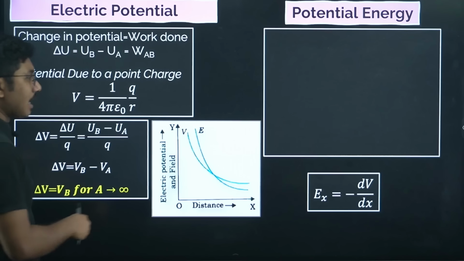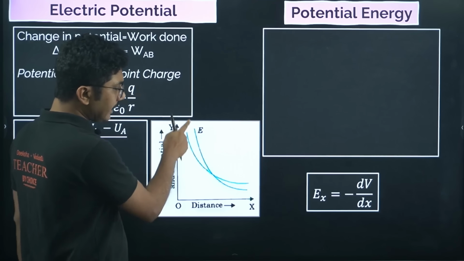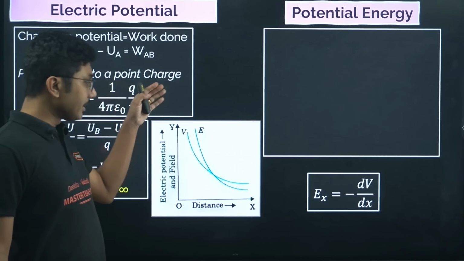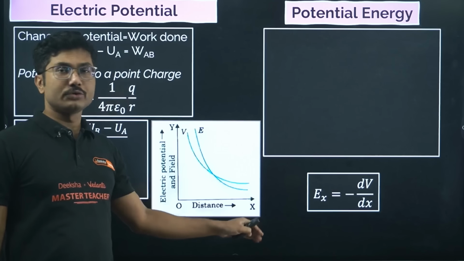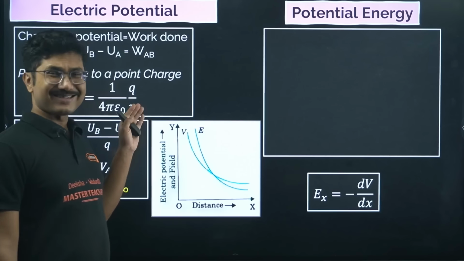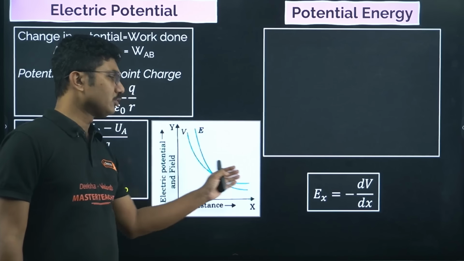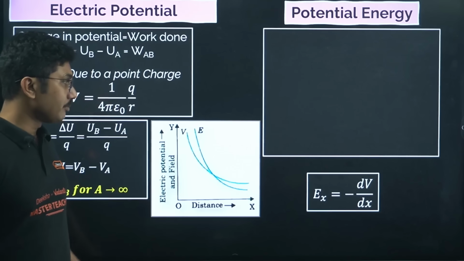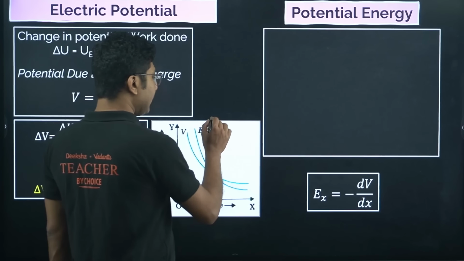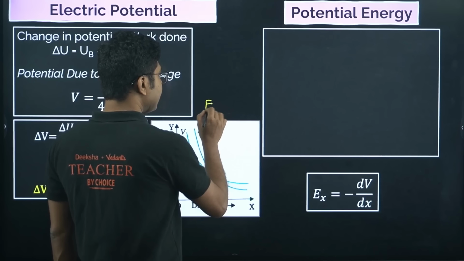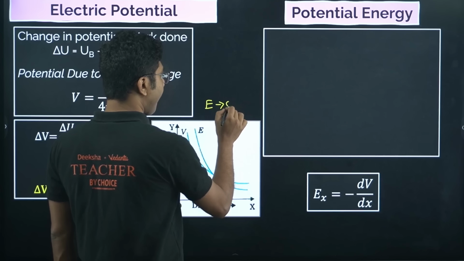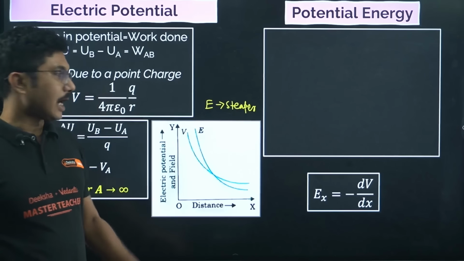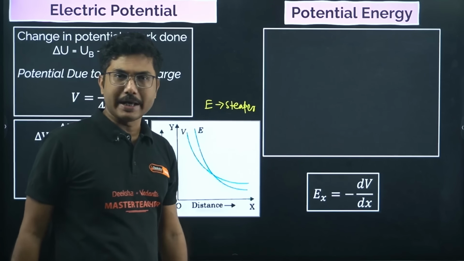And if you plot the graph of electric field and potential, the electric field is steeper compared to electric potential. The electric field starts at a high value and goes to zero very quickly, whereas potential starts at a slightly lower value and goes to zero more slowly. So this is a comparison of electric field and electric potential. Just remember, electric field E is steeper. That means the graph starts with a high value but goes to zero quickly.